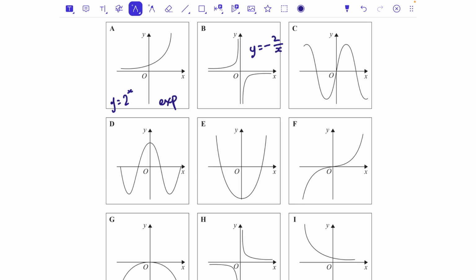For C and D, we've got trigonometric graphs, in that one of them is going to be sine and one of them is going to be cos by the looks of it. So sine is an S and cos is a cup. That's how I remember them.